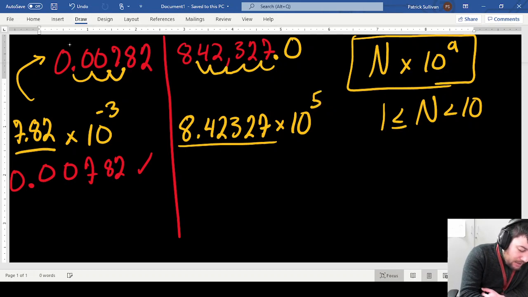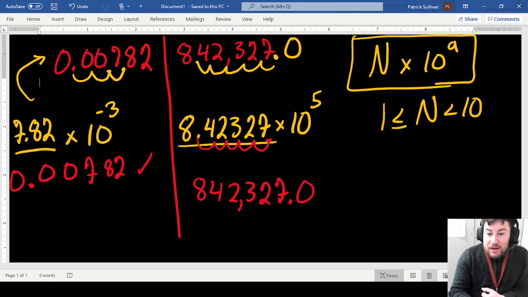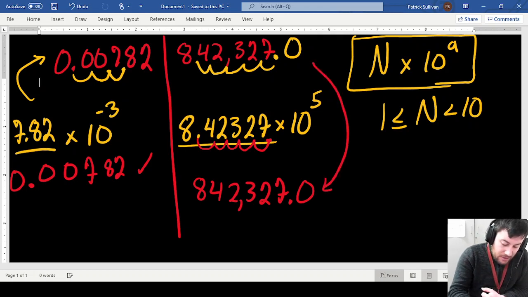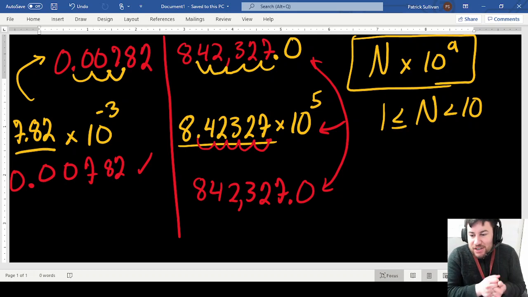If I want to validate my work, I can bring this in scientific notation back to standard form and see if my values match. So 1, 2, 3, 4, 5. I'd have 8, 4, 2, 3, 2, 7 in my decimal place, 0. And yes, indeed, it is matching up to my original value. These three, or I should say the first two, are equivalent. They're just expressed a little differently between standard form and scientific notation.